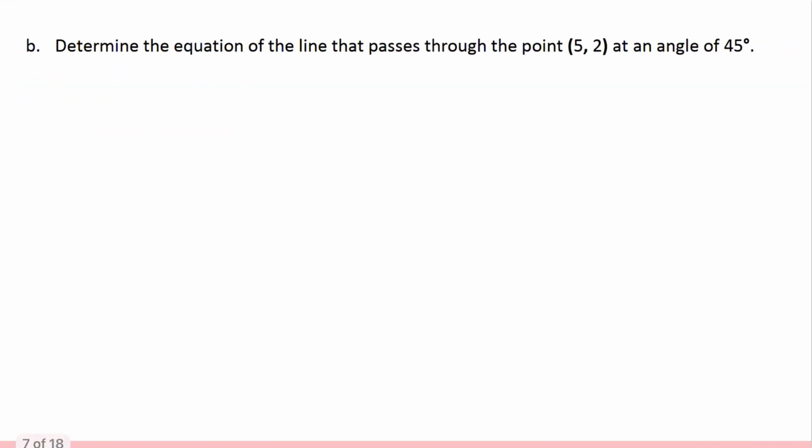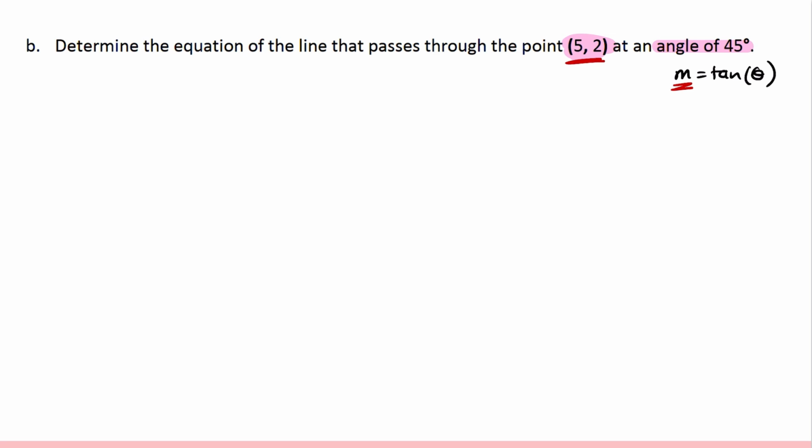Okay, part B says determine the equation of the line that passes through the point (5, 2) at an angle of 45 degrees. So similar kind of information, we're using an angle. As soon as I see the word angle, I'm thinking of the equation m equals tan theta. And in this case, I actually know what theta is. It's 45 degrees, but we'll get to that in a second. We also have a point. So what we know is that this angle is going to give me m.